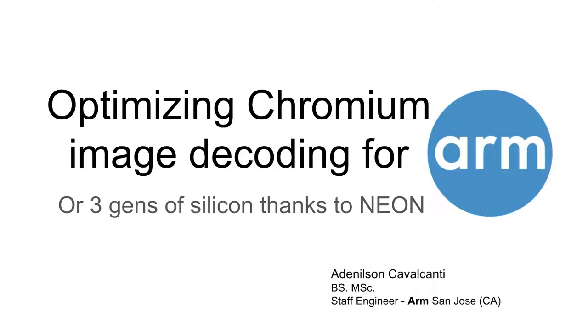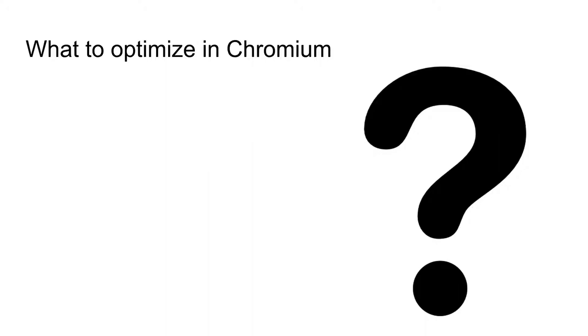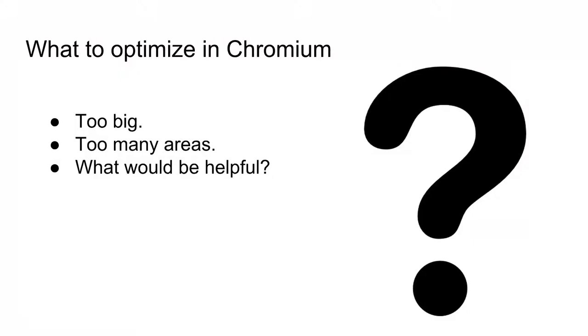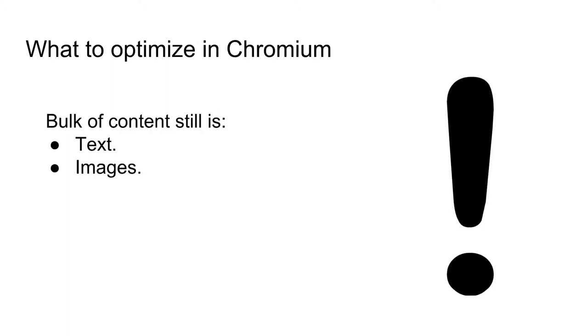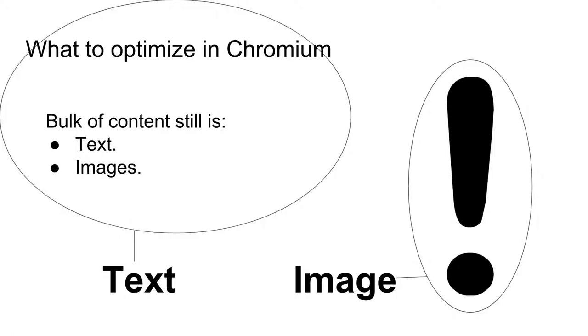Okay, so this whole story started with a question. What to optimize on Chromium? The issue, as you guys know, is a really huge code base. There are just too many areas. And what could be actually helpful? Well, the answer is that up to these days, the bulk of content is still text and images. So I decided to start by having a look at images, specifically PNG.